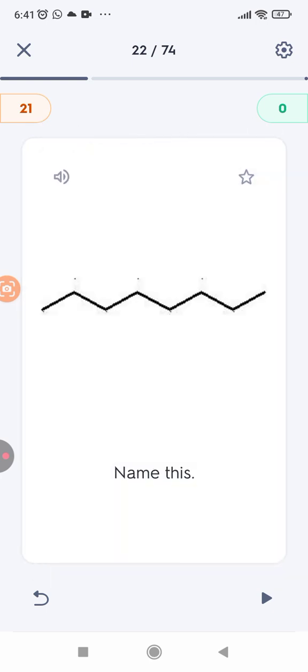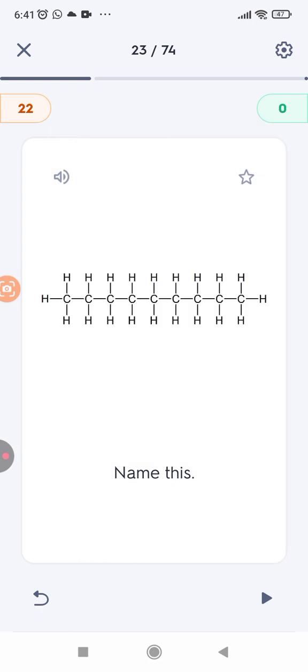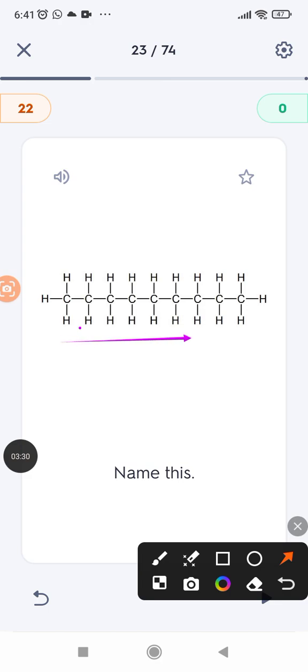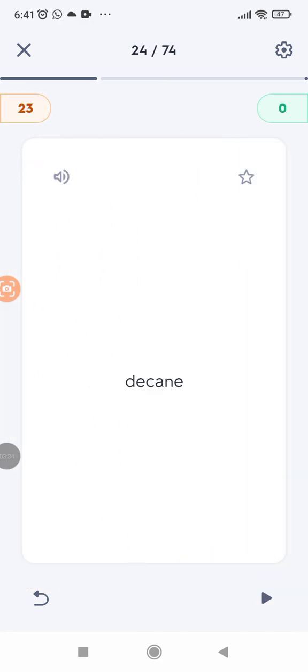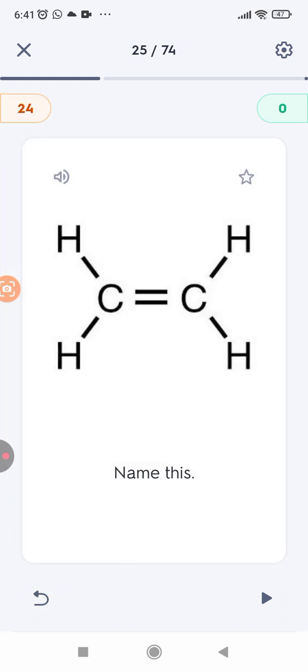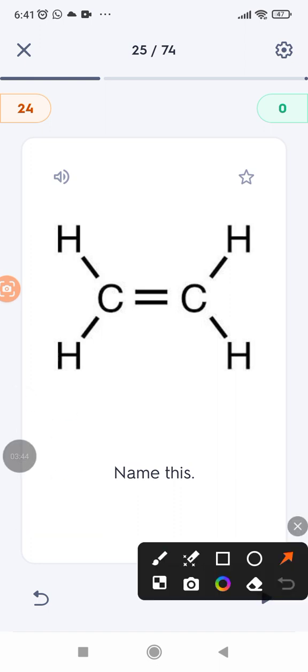Octane, number of carbon atoms is 8. Nonane, number of carbon atoms is 9 in the long chain of the carbon atoms. Here we can see. Decane, number of carbon atoms is 10. Ethene, here we can see the presence of a double bond, that's why it is called ethene.